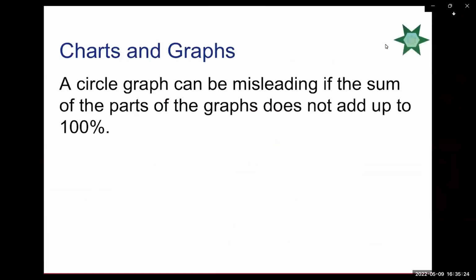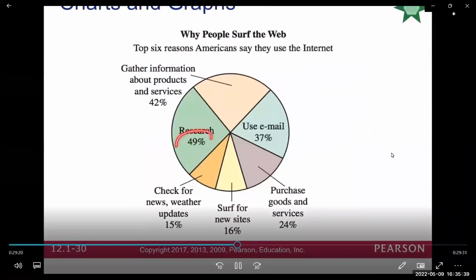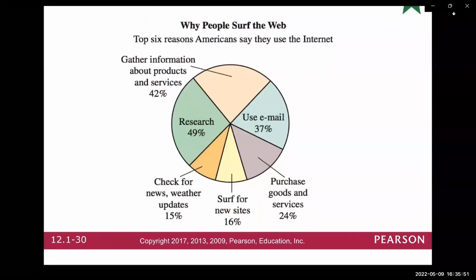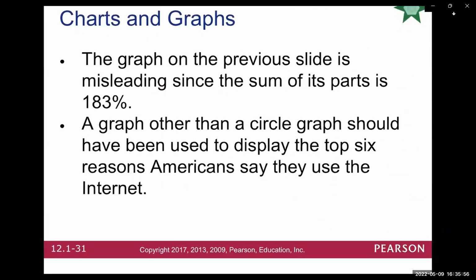A circle graph can be misleading if the sum of the parts does not add up to 100. So we know that in a circle graph, all the percentages should add up to 100. But if you look at this, this is 49, that's 42, 37, 24, 16, 15. Clearly, that does not add up to 100. That's way more. So this would be misleading. The graph on the previous slide adds up to 183. A graph other than a circle graph should have been used to display the top 6 reasons Americans say they use the internet.